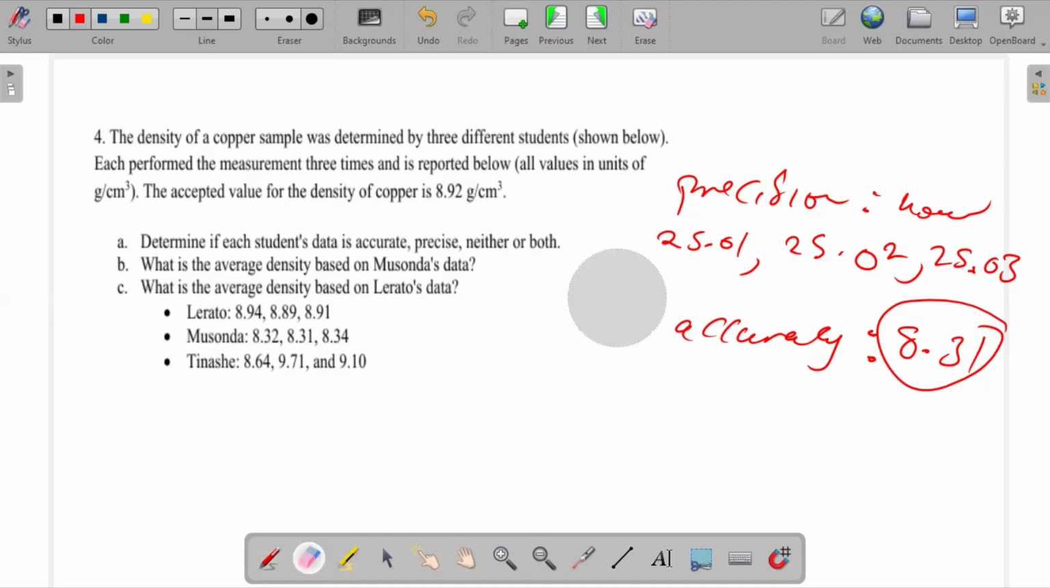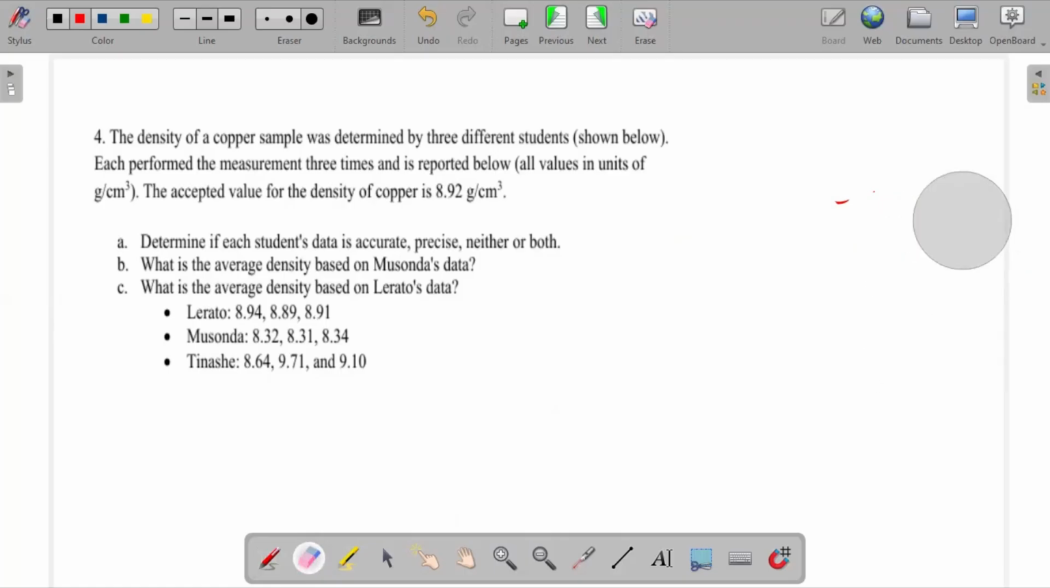Okay, so let's answer the question. I'm assuming people understand what precision is and what accuracy is by now. So the question is, the density of a copper sample was determined by three different students shown below. So these are the students that we have in here. Their names are there. Don't mind the names. Even if you don't know the names, it's okay. What's important are the numbers. So this is Elato, this is Musonda, Tinashe.